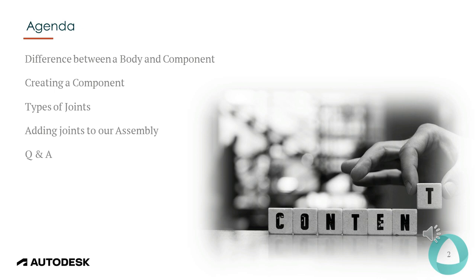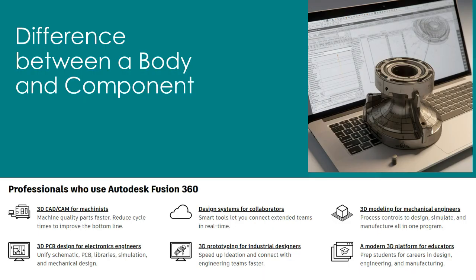Looking at the agenda for today's webinar, we will first look at the difference between a body and a component. Then we will go and create a component. We will look at the types of joints. Then we will add joints to our assembly. And then lastly, we will have a Q&A section. Let's have a look at what the difference is between a body and a component within Fusion 360.